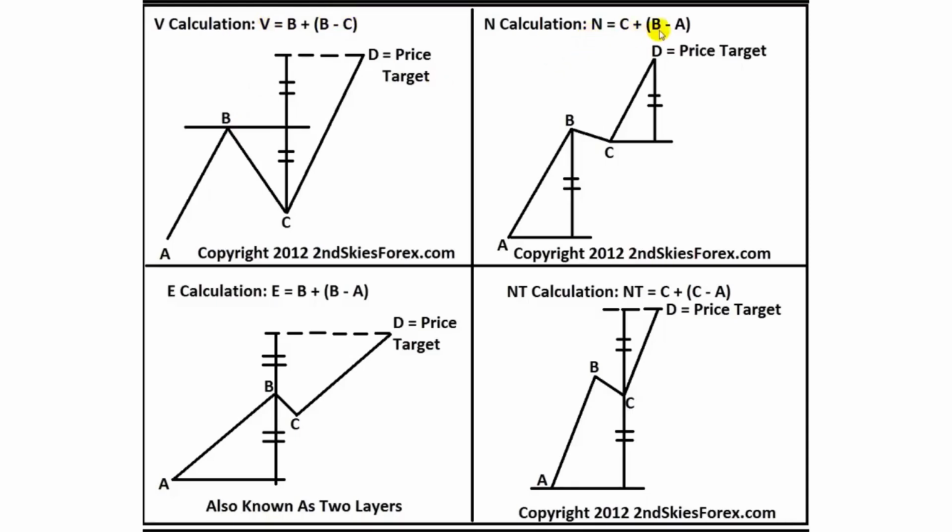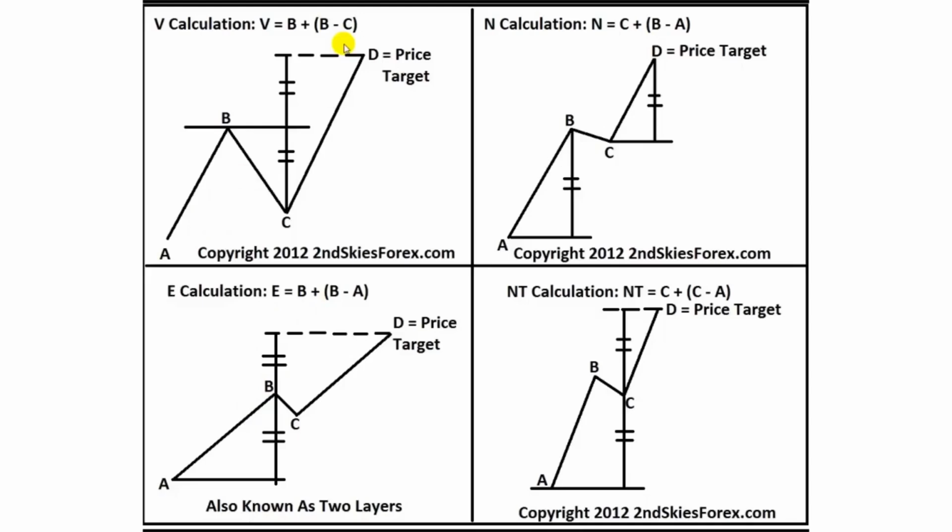For the N calculation, just to review, we subtract the value of A from B. And then what we do is we take C. Once we know our C pullback point, we're going to add that to the number which is found by subtracting A from B. And in the E calculation, we do the same thing. We subtract A from B, and then we add that to B.